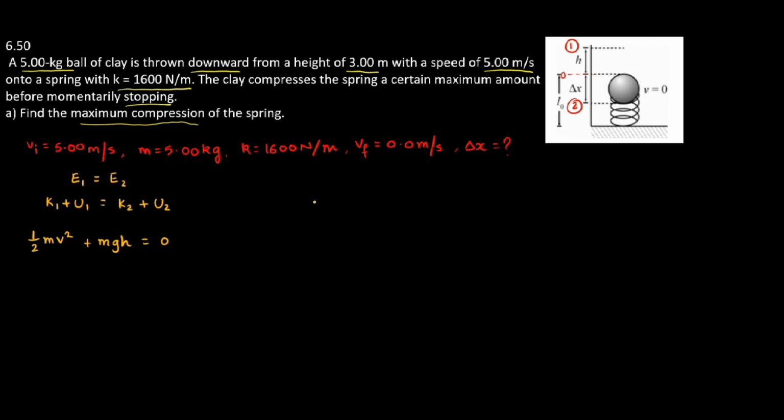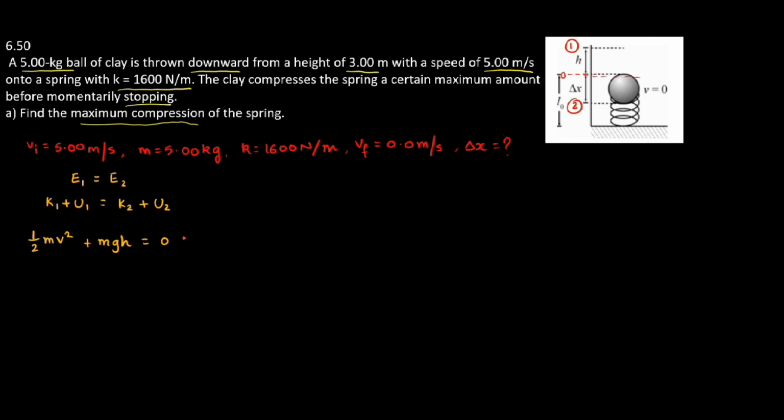Potential energy at point 2 is the sum of two potential energies. One is the potential energy of the spring, because the spring is compressed. And second is the gravitational potential energy, because this is my reference point here. Whether you go above the reference point or below it, if you move away from your reference point, you will have gravitational potential energy. Since my ball is a distance delta x below the reference point, it will have gravitational potential energy also.